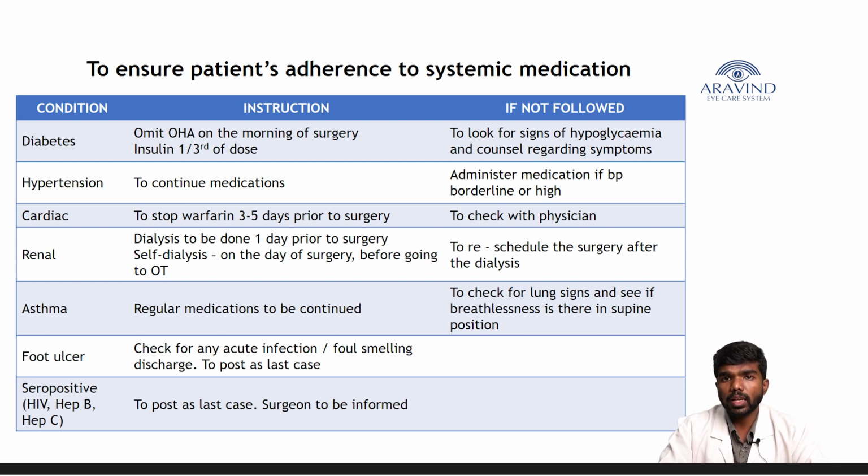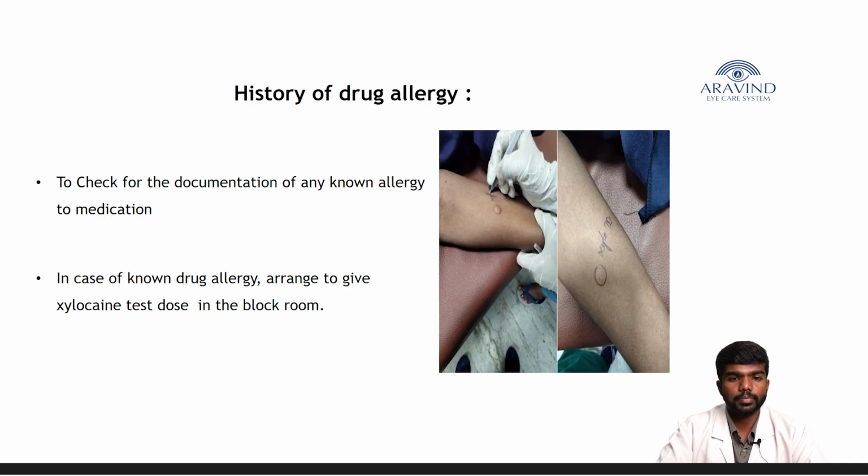For foot ulcer, now this is a point to be checked during systemic examination. Look for any signs of sepsis. If the patient might go into septic shock, please defer the surgery. If the patient has a small active ulcer or healed ulcer, this patient can be taken up for surgery as the last case in OT. Seropositive patients like HIV, hepatitis B and hep C. These patients can be taken up for surgery provided they are the last case in OT and the surgeon has to be informed. History of drug allergies.